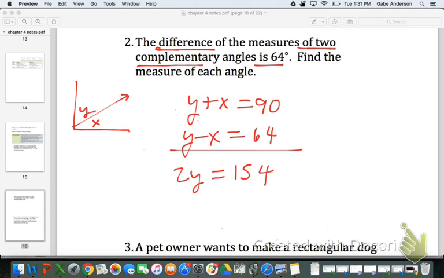And then I think when you divide by 2, you'll get that same 77 we got before. And then x equals 13 based on that. Is that good? Yeah. Thanks for asking. Anybody else with a question? Go ahead. Can I argue my point?